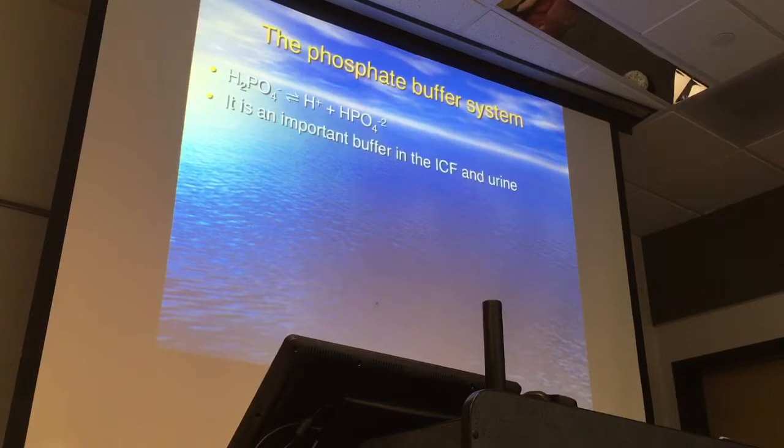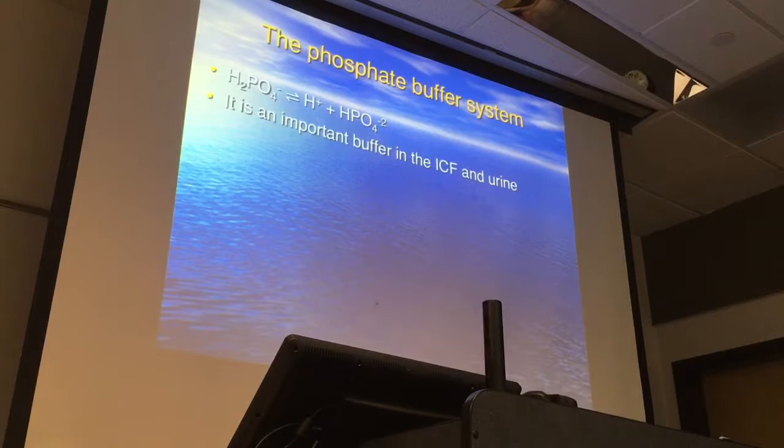Good. The other one's a phosphate buffer system. The phosphate buffer is found wherever you have large amounts of phosphate ions. So this is dihydrogen phosphate with a single negative charge, and this is monohydrogen phosphate with -2. This is obviously the weak base, and that's the weak acid. Everybody clear on that?